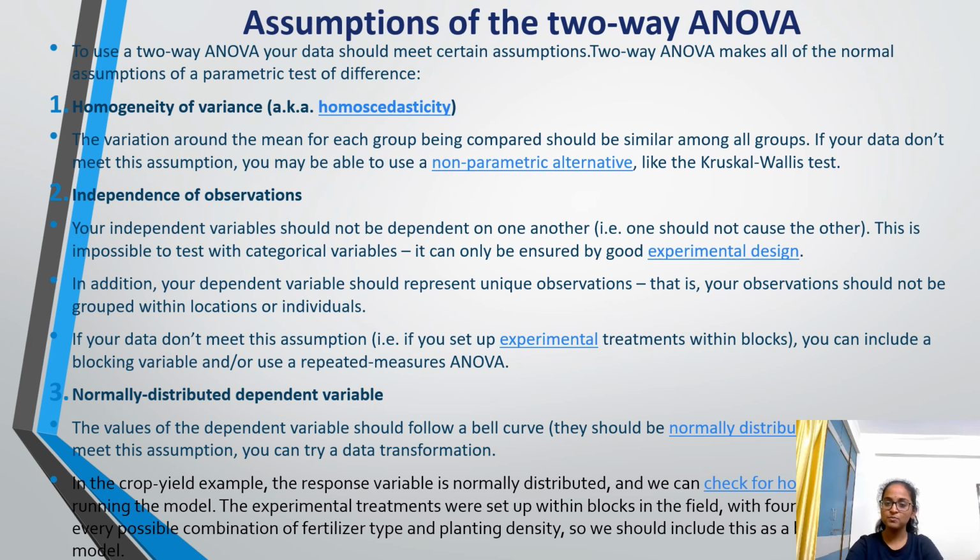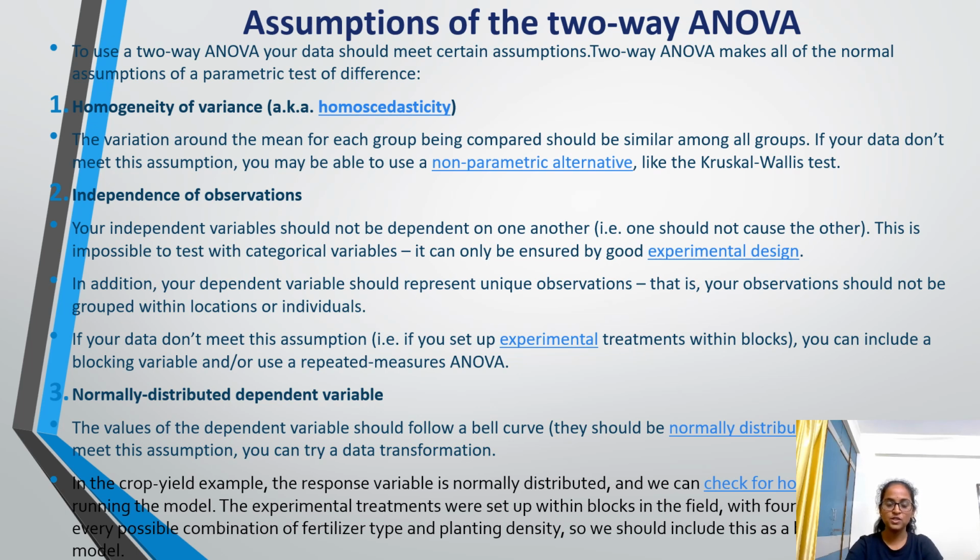So let us look at the assumptions of a two-way ANOVA. To use a two-way ANOVA, your data should meet certain assumptions. A two-way ANOVA makes all the normal assumptions of a parametric test of difference. Homogeneity of variance: the variation around the mean of each group being compared should be similar among all the groups. If your data don't meet this assumption, you may be able to use a non-parametric alternative.